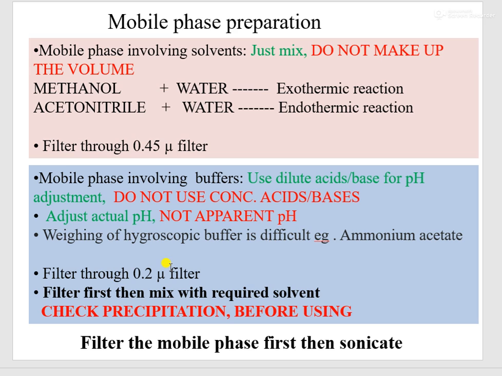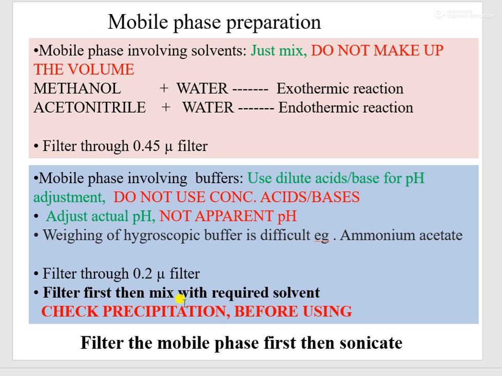Sometimes weighing of hygroscopic buffer is very difficult, for example ammonium acetate, so you have to take care while weighing this type of solid materials used for mobile phase preparation. And very important, whenever you are using buffer, prepare a buffer, adjust the pH, filter it, and then check the ratio compatibility of that particular buffer with the organic solvent. So what you have to do, take buffer in a test tube, organic solvent in a test tube, and mix them in whatever desired ratio you want, and check whether any precipitation is there or not.